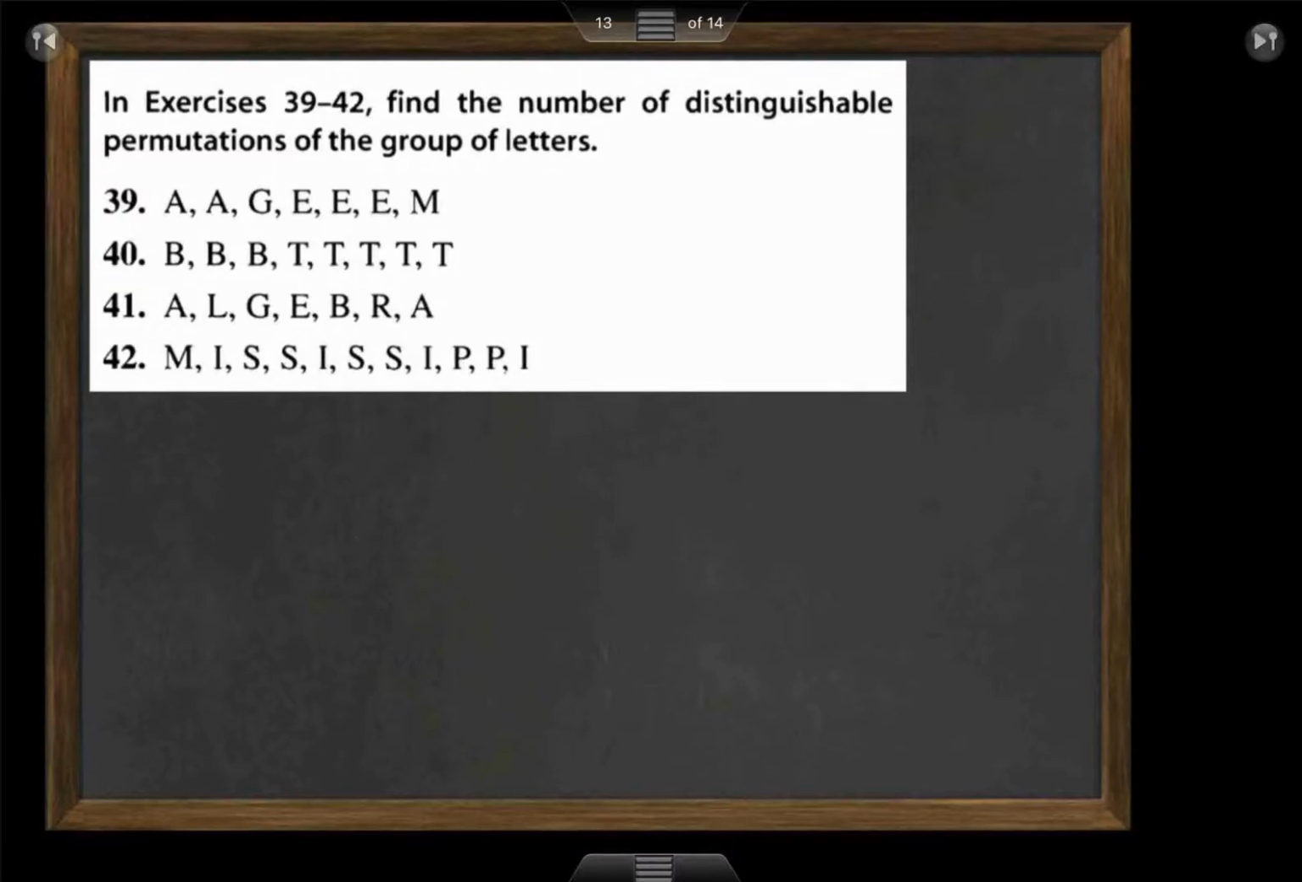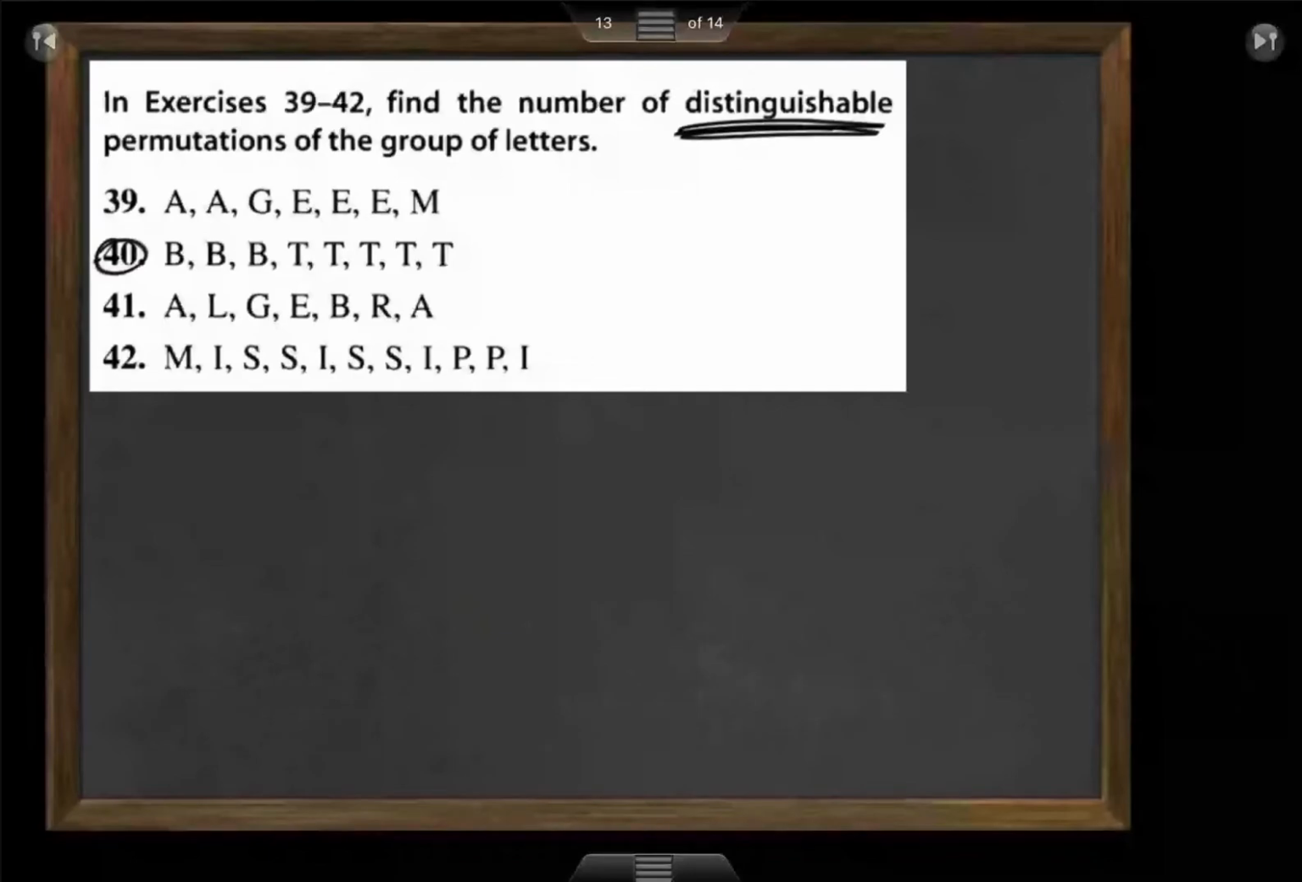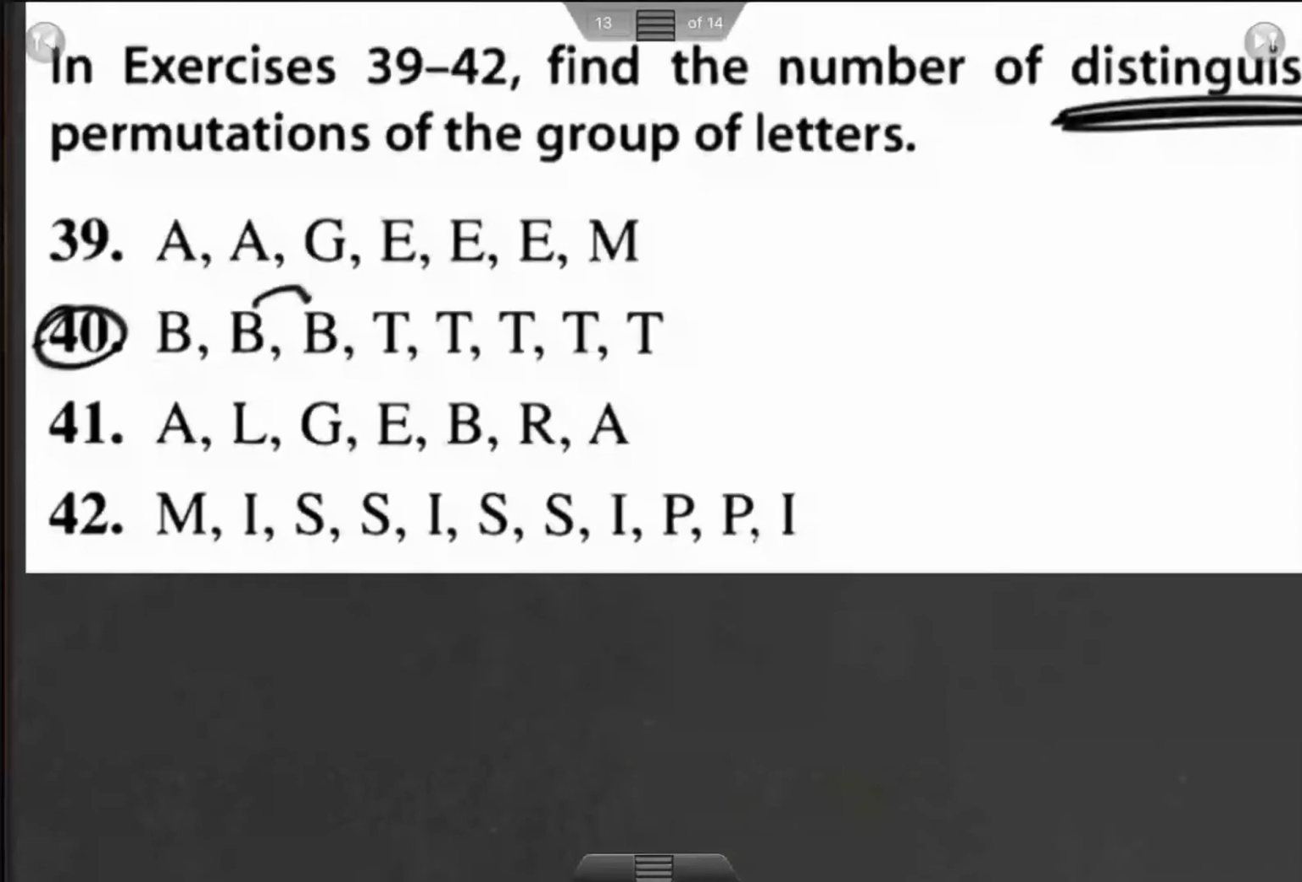Number 40. Okay, it says find a number of distinguishable permutations of the group of letters. Now, this is an important word right there: distinguishable. That means different. In other words, look at all these B's as if they're different B's. If you switch two B's, is that distinguishable from what we just had? The answer is no. It is not distinguishable.